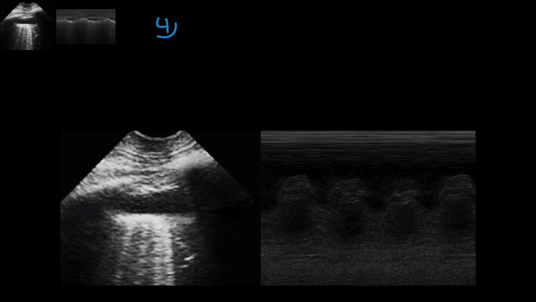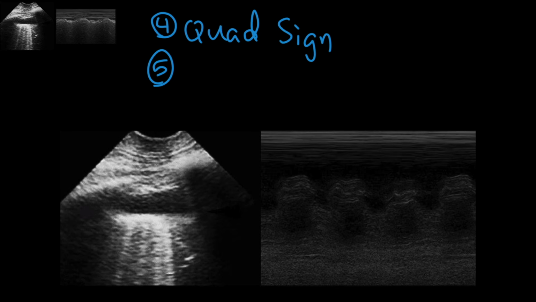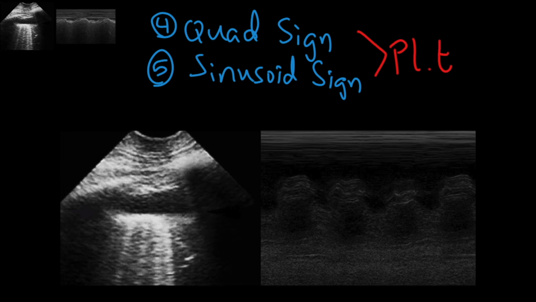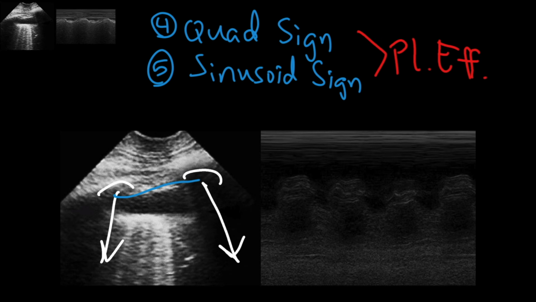The next two signs are the quad sign and the sinusoid sign. And these are both signs of pleural effusion, so we're going to look at them together. Now, if we look at the image on the bottom left, we see our normal anatomy that we're used to with the rib and shadow. And then below the ribs, we see the parietal pleura. And then between the parietal and the visceral pleura, we see that there's fluid.